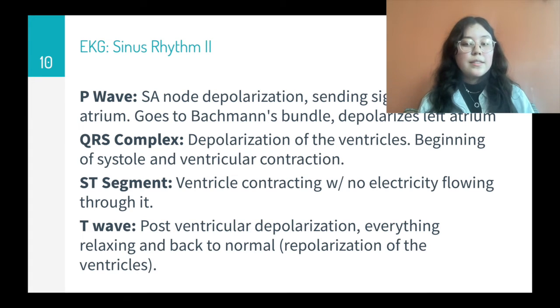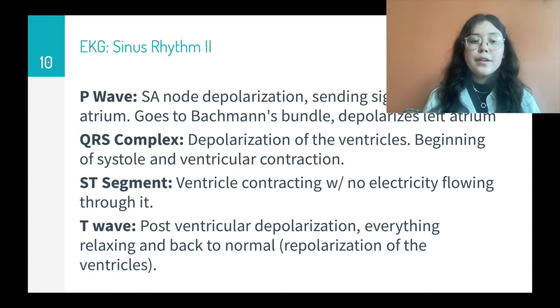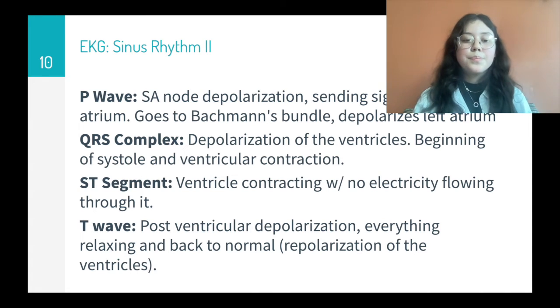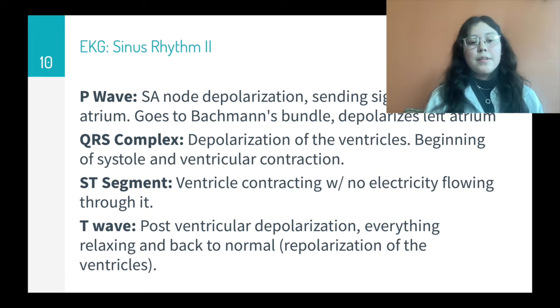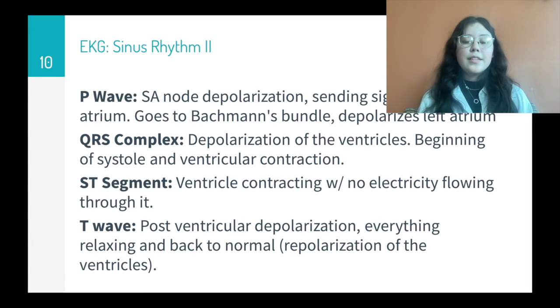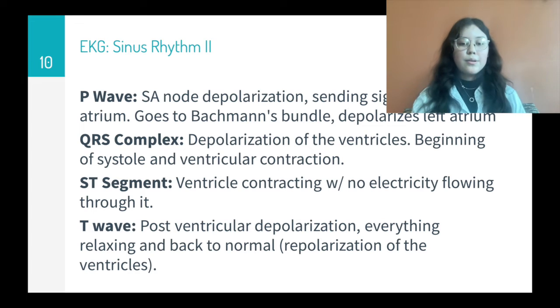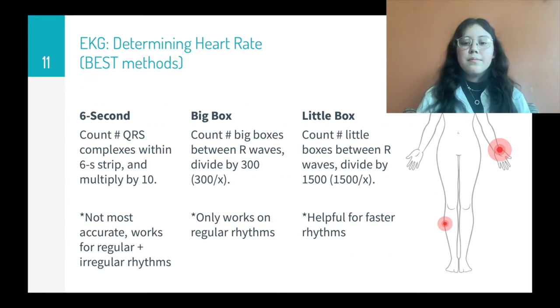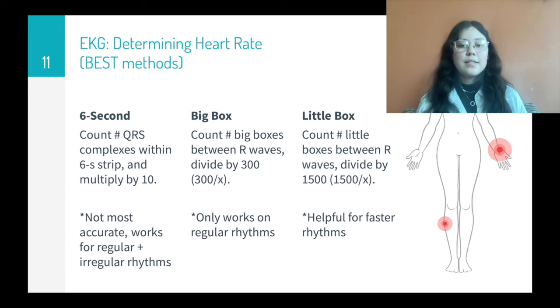Now, according to medicinenet.com, systole means the time period when the heart is contracting, specifically when the left ventricle contracts, as explained above. The ST segment is the ventricles contracting with no electricity through them, and the T wave is basically the relaxation of the cycle, and it features ventricular repolarization. Now, to determine heart rate, we have different methods, such as the 6-second method, big box, and little box method.